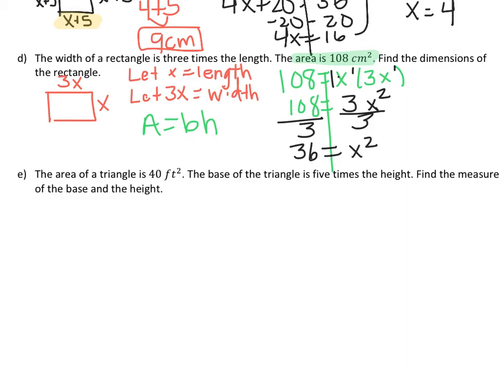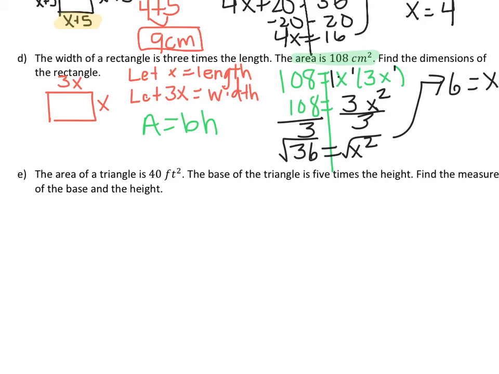To get rid of a squared variable, we have to do the inverse operation, and that means taking the square root. Because we're dealing with a distance or a length of an object, it has to be a positive answer. So we're looking for the positive root of 36. The square root of 36 is 6. So we know that 6 equals x.